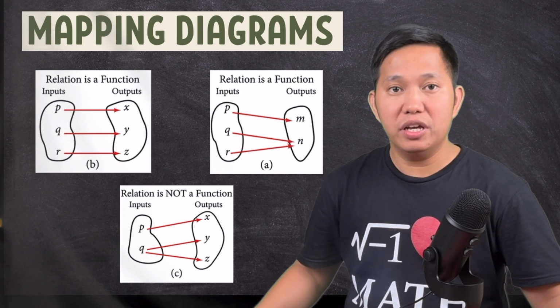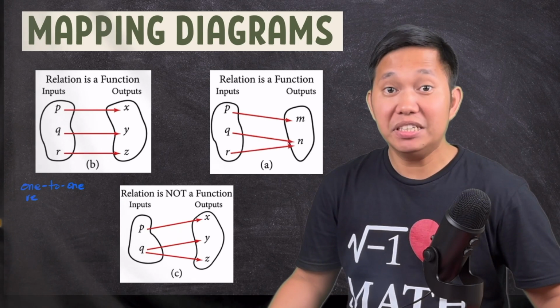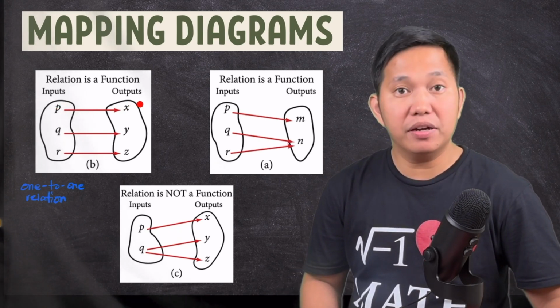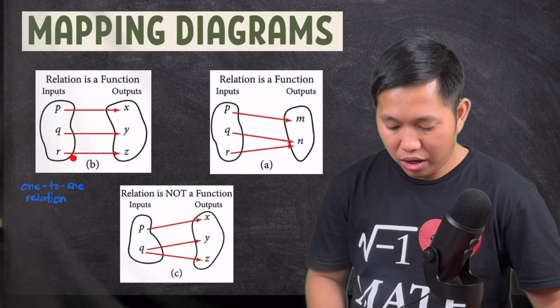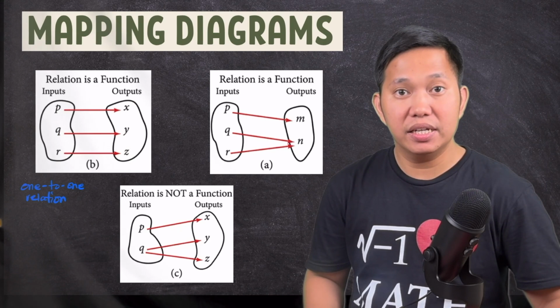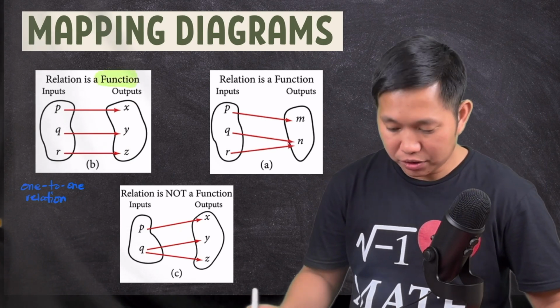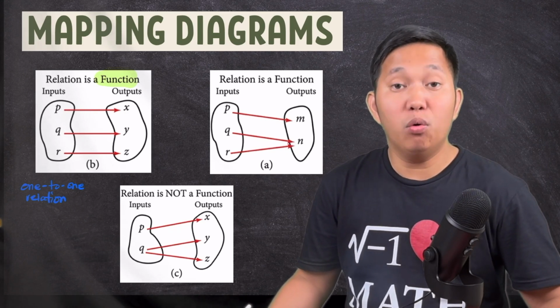The first one shows a one-to-one relation. One input is paired to one output: p is paired to x, q is paired to y, r is paired to z. A one-to-one relation is a function, since each input leads to exactly one output.